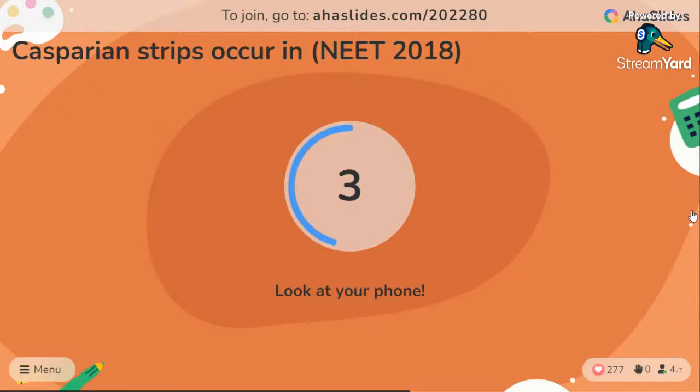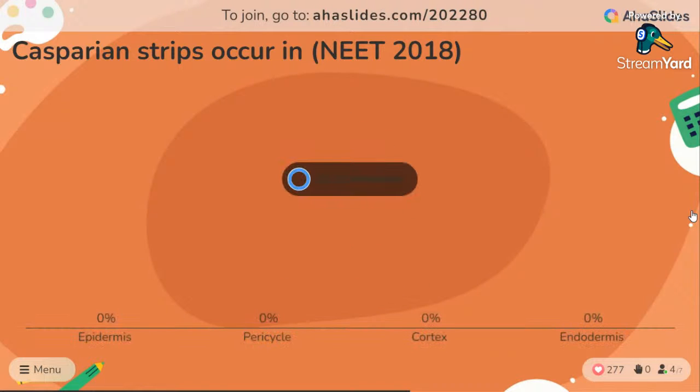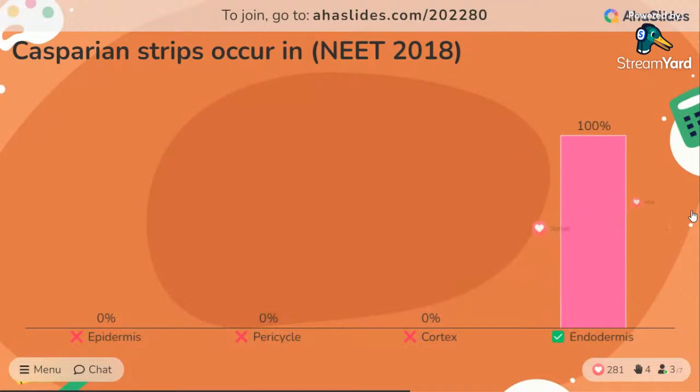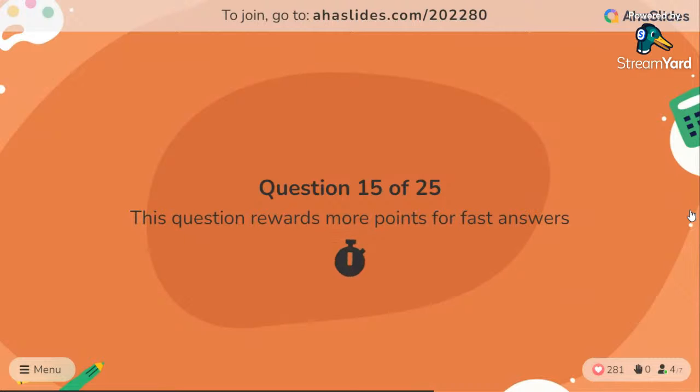Casparian strips occur in, very easy question, NEET 2018: epidermis, pericycle, cortex, and endodermis. Let's have the correct answer as endodermis. 100% of the vote is towards the endodermis. Let's have the next question on the screen. 10 more questions remaining.